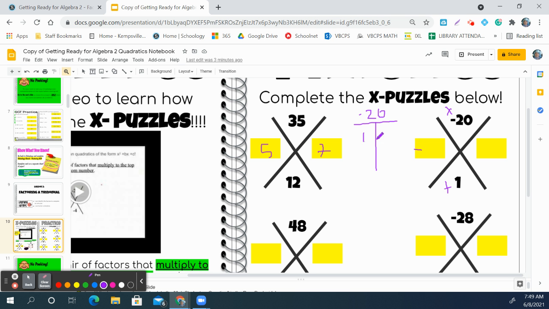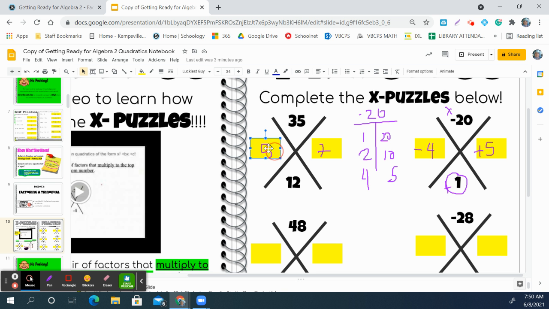Well, what are the factors of 20? We've got 1 and 20. We've got 2 and 10. Does 3 go into 20? Does 4 go into 20? 4 and 5. So we definitely need a 4 and we definitely need a 5, right? If my 1 has to be positive, my bigger number has to be positive. If my answer up here is negative, then one of these has to be negative. Okay? So we've got 5 here. We've got negative 4.